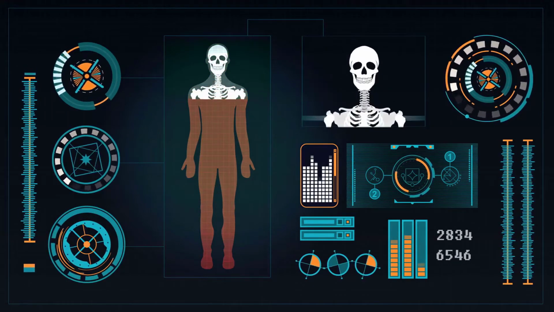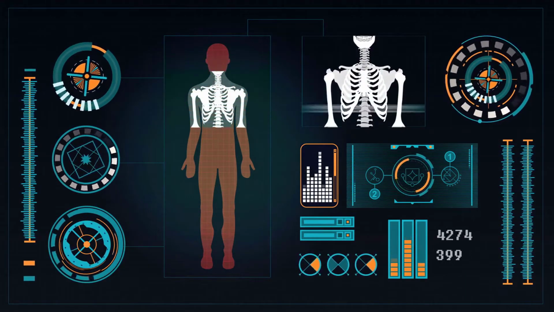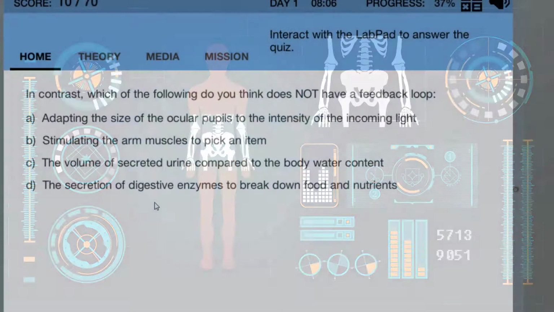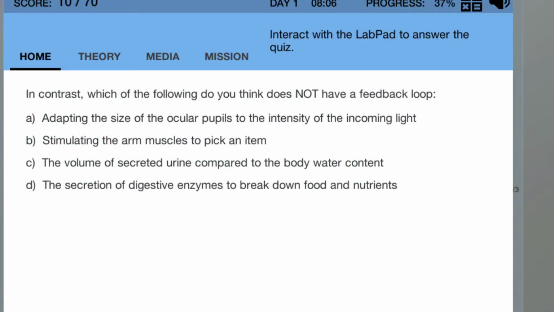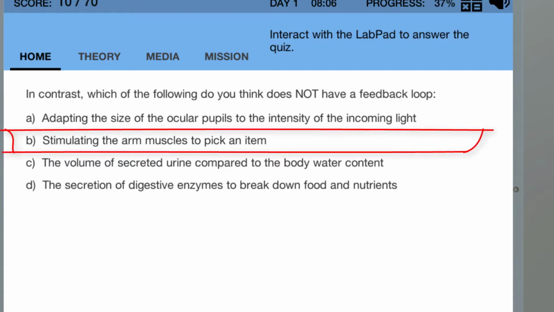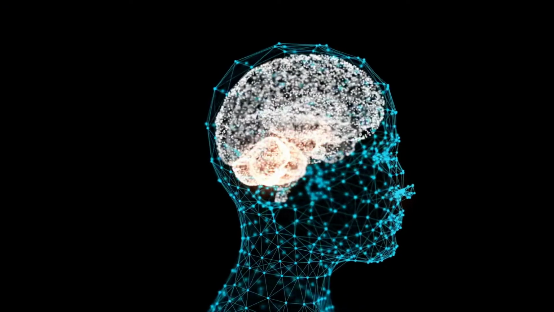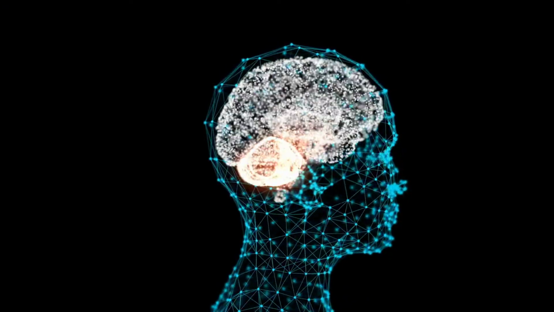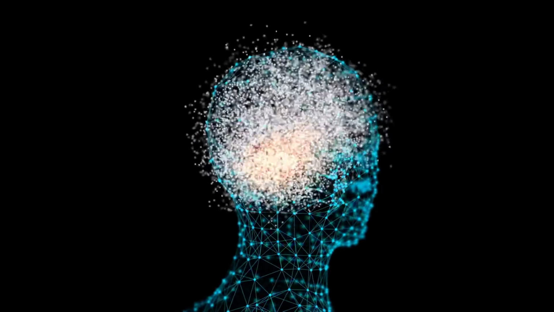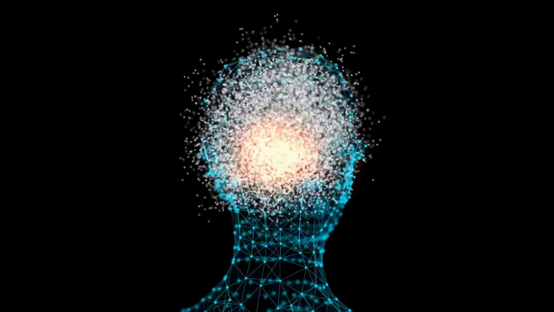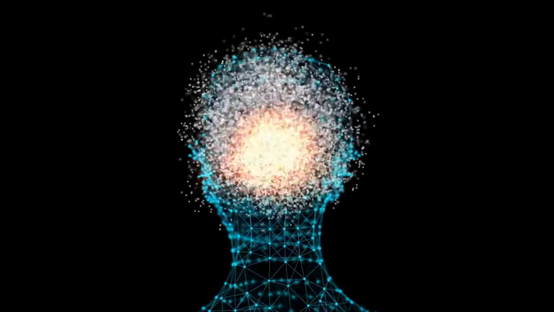In a negative feedback loop, the outcome of a process leads to a decrease in the initial signal. In contrast, which of the following do you think does not have a feedback loop? Absolutely. Out of all those choices, the voluntary stimulus to move the hand is not feeding a signal back to a homeostatic system. It is simply an action divided by reaction but not a loop.